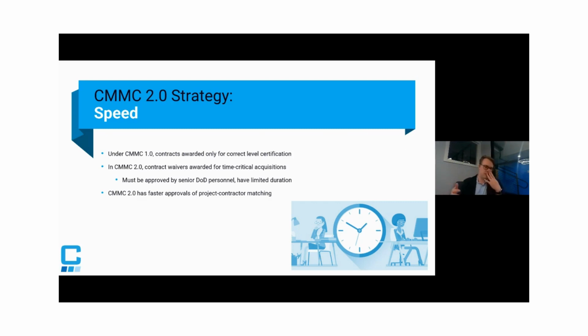You didn't have to get special CMMC experts or consultants to be able to do it, and they were allowed to move far quicker to get the assessment.